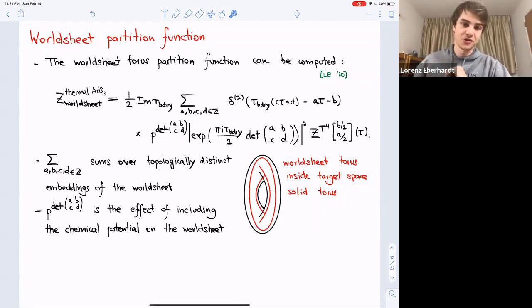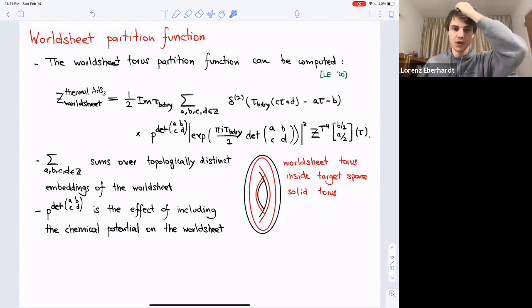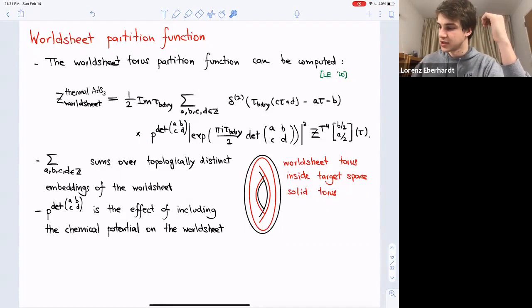I already included for you this P. This came from the grand canonical potential, and this paper of Kim and Parati that I mentioned. They also explained how to include this P in the worldsheet theory. So P is a marginal deformation in the worldsheet theory that you can turn on, and it has a very simple effect on the partition function. So it just does that.